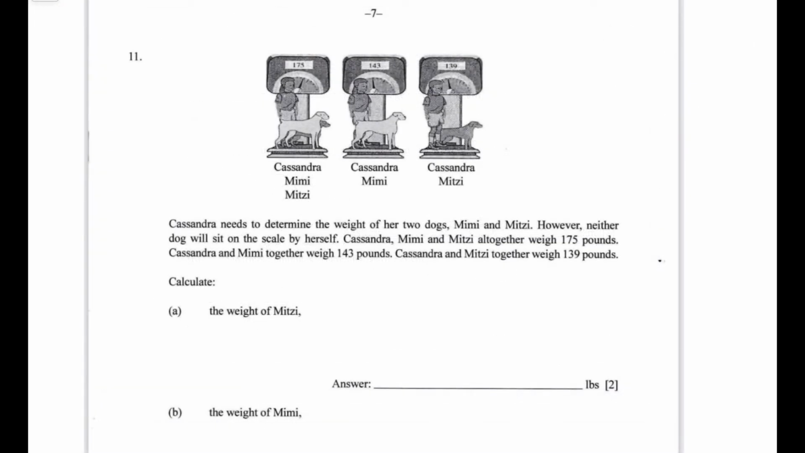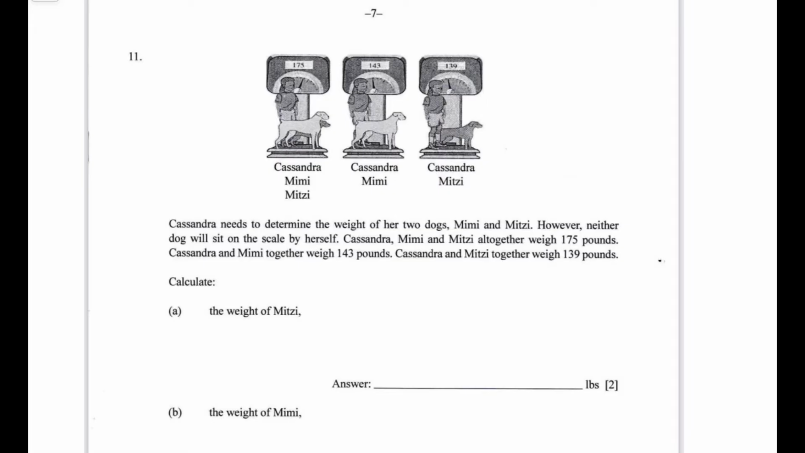Okay, for this next question, Cassandra needs to determine the weight of her 2 dogs, Mimi and Mitzi. However, neither dog will sit on the scale by herself. Cassandra, Mimi, and Mitzi all together weigh 175 pounds. Cassandra and Mimi together weigh 143 pounds, and Cassandra and Mitzi together weigh 139 pounds. And we need to calculate the weight of Mitzi for A.